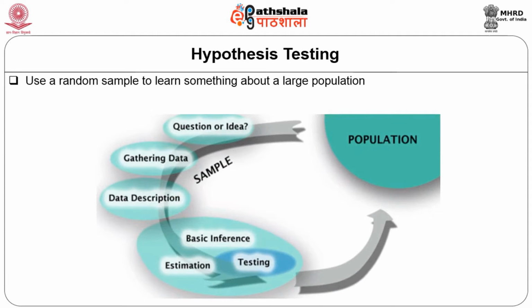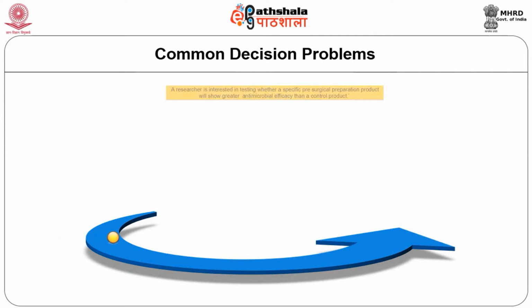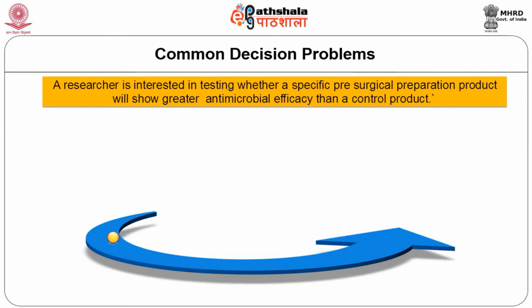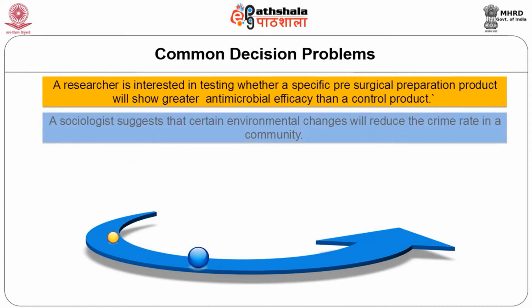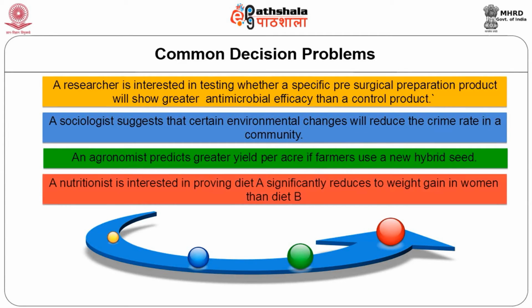Generally, we use a random sample to learn something about a large population. What are the common decision problems we encounter? For example, a researcher is interested in testing whether a specific pre-surgical preparation product will show greater antimicrobial efficacy than a control product, or a sociologist suggests that certain environmental changes will reduce the crime rate in a community, or an agronomist predicts greater yield per acre if farmers use a new hybrid seed. A nutritionist is interested in proving that diet A significantly reduces weight gain in women more than diet B.